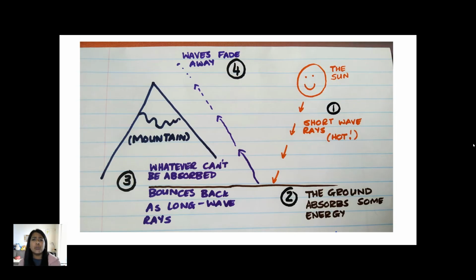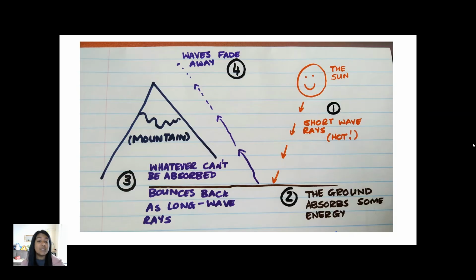Short wave rays are very, very hot. Each wave ray is very, very short and very, very concentrated. And that is the rays that are emitted by the sun. Those short wave rays go all the way down to the earth. The ground can only absorb some of that energy, however. So it takes what it can, and what it can't, it re-radiates back into the atmosphere. So, in other words, it absorbs what it can and then releases what it can't. But this time, it's no longer shortwave rays. When it goes back up, they become long wave rays. And these long wave rays aren't as concentrated and aren't as hot.